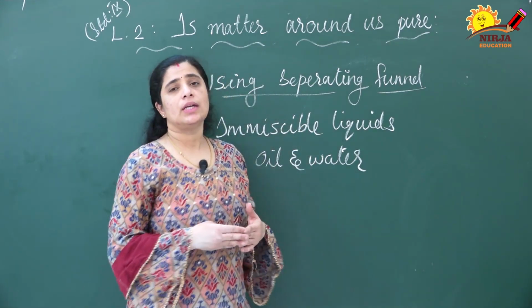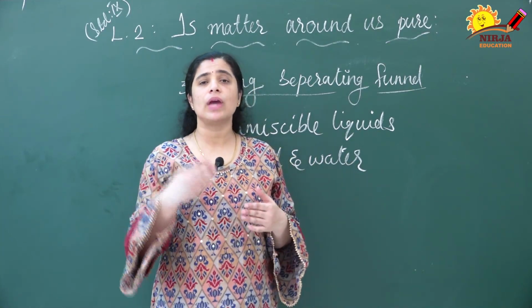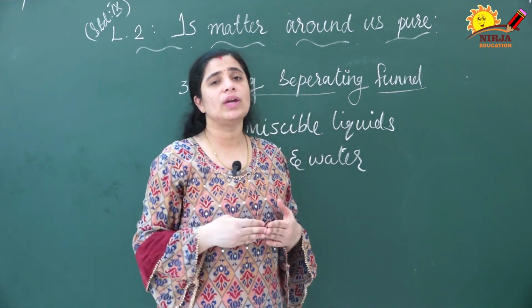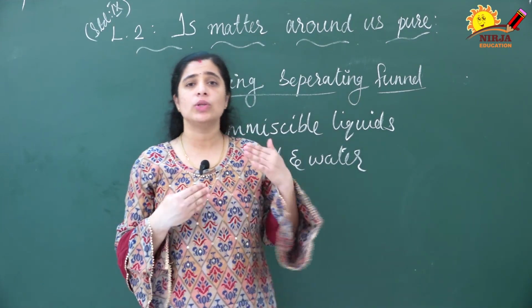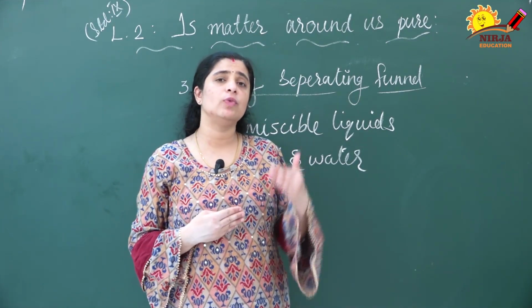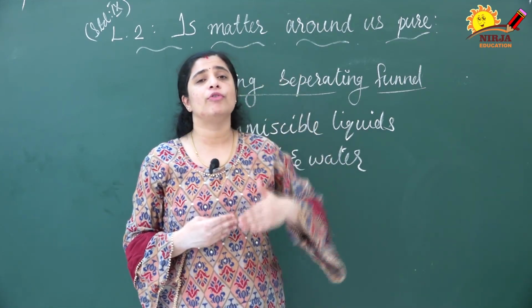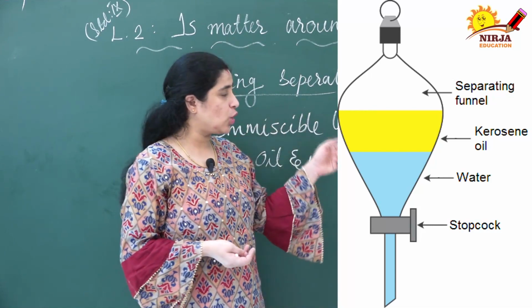When you take two immiscible liquids, you know that they won't mix with each other. So after keeping some time, you can see two separate layers. Already we have discussed that this depends on the density differences. The heavier liquid will be at the bottom and the lighter will be at the top of this funnel. There will be a stopcock. You can see this stopcock there.